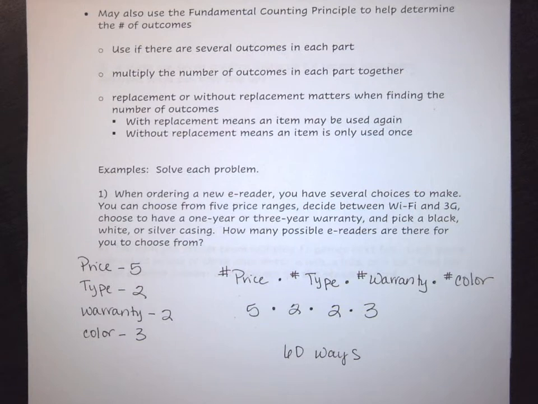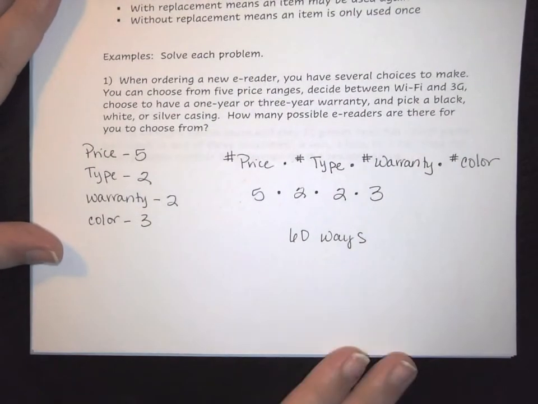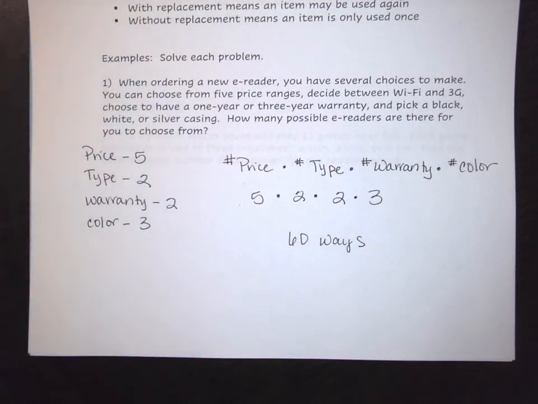Now, the more options you have to choose from, the larger the number of choices you may have. So for example, if we look at this first one, notice I've already written it all out to make it a little bit easier. The question says that you're ordering a new e-reader and you have several choices to make. You can choose from 5 price ranges, decide between Wi-Fi and 3G, choose to have 1-year or 3-year warranty, and pick black, white, or silver casings.